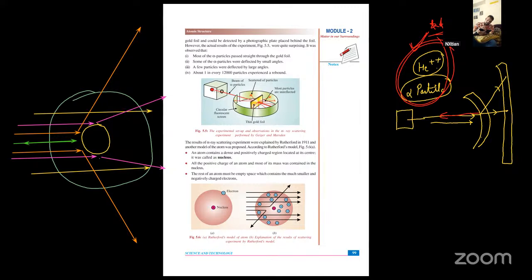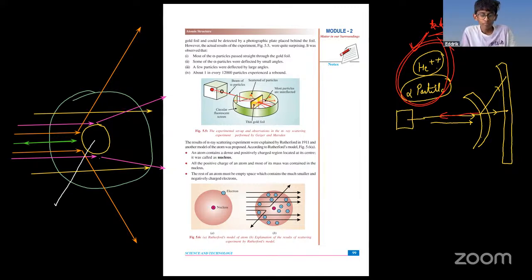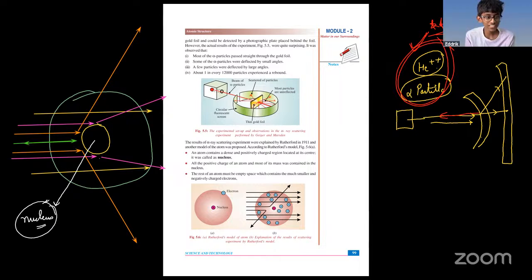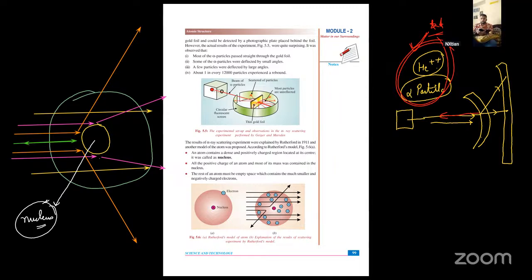Understood, guys? Yes or no? Sir, sir. Yes, please. So that's how the nucleus was discovered. Yes, that's how the nucleus is discovered.